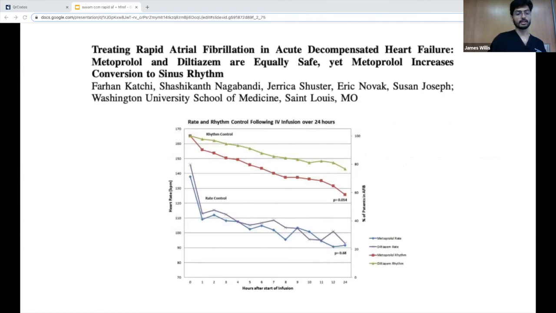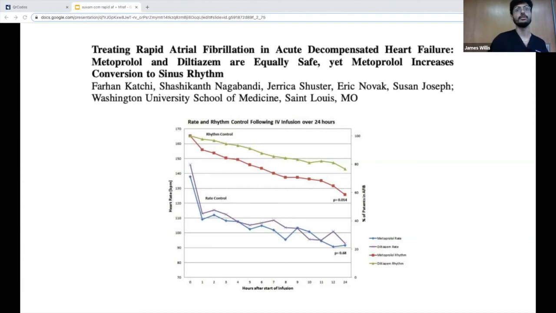This was a larger retrospective analysis done in 2015, coming out of WashU, where they looked at patients who came in with heart failure exacerbation but also rapid AFib. About 200 patients were split evenly between metoprolol and cardizem. Patients were given an IV push in the ED, and then they were admitted if their rate control wasn't sufficient. There was pretty good efficacy with rate control. Metoprolol was a little bit better at converting patients to sinus rhythm at 24 hours, but both were pretty effective in controlling the rate. And the patients tolerated the rate control fairly well.